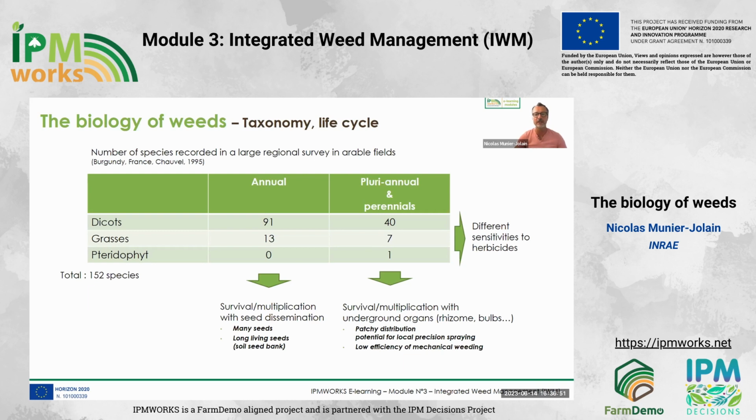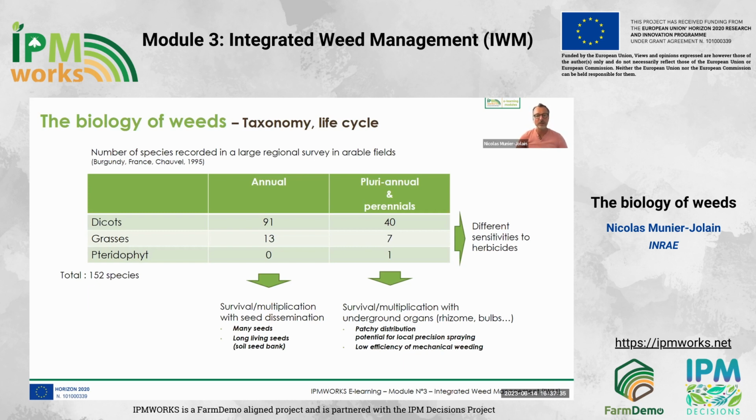And you can see here that we can distinguish annual weeds, which are the most frequent, but we also have pluriannual and perennial weeds. And we have dicots and grasses, and one species that was a pteridophyte. The dicots and grasses might have different sensitivities to herbicides. We have herbicides that target more dicot plants, and herbicides that target grasses, even though, of course, there are also some herbicides with a large spectrum.